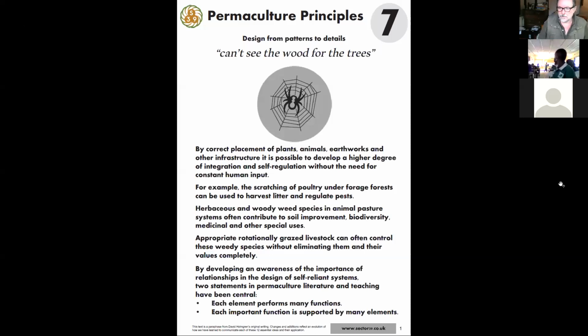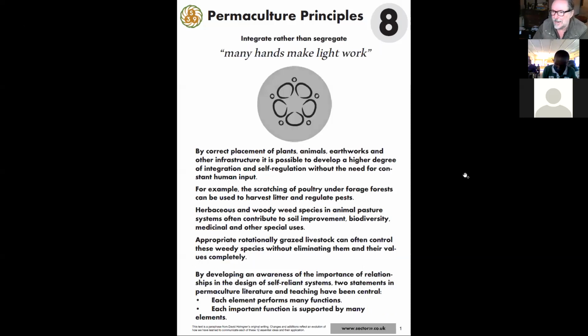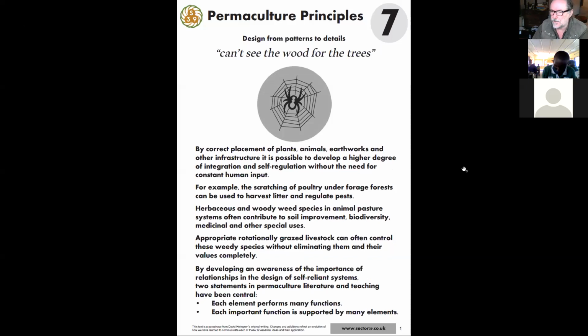Okay, so welcome back to part 2 of our morning lecture. Today we are looking at principle 7, and we'll move on to look at principle 8 later on, but let's stay with principle 7 for now. And the statement is: design from patterns to detail.